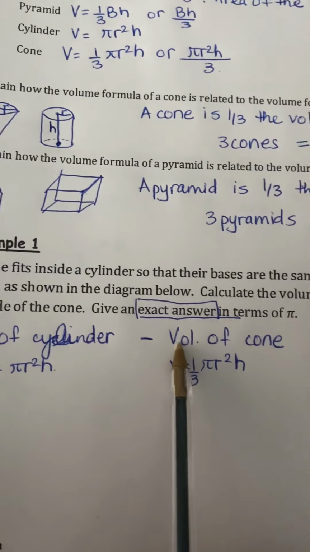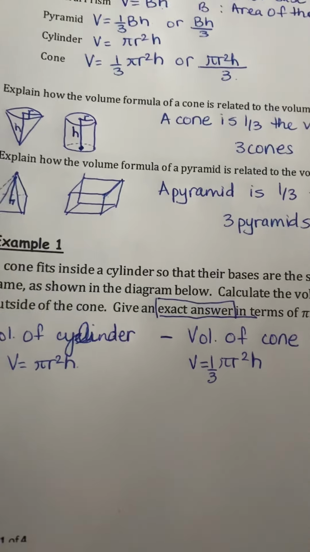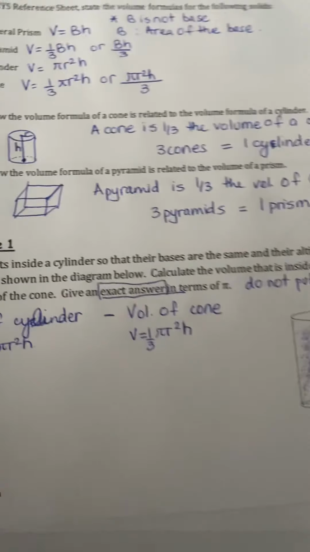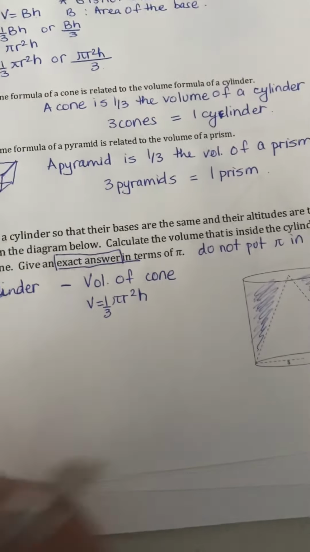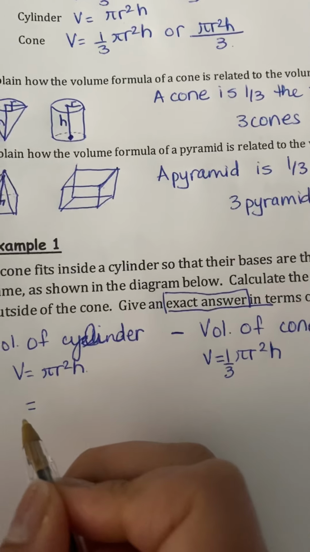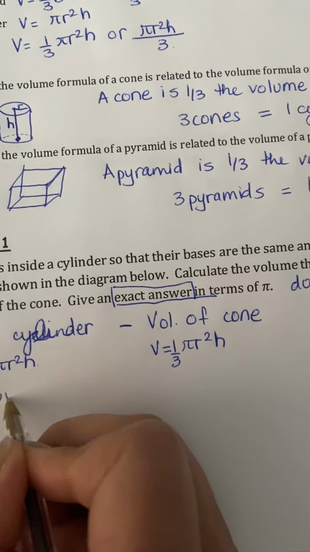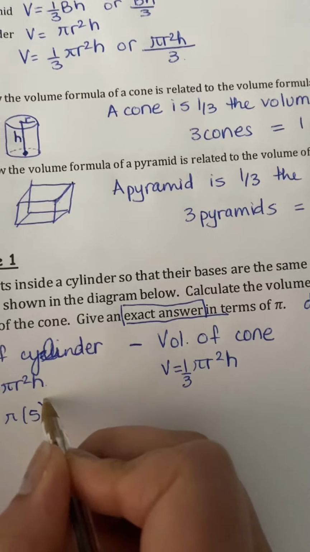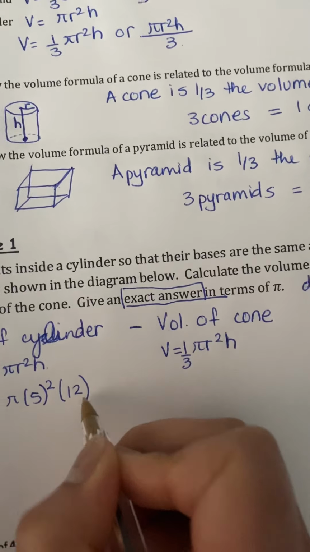The volume of a cylinder minus the volume of a cone will give me the volume of the remaining region. So the volume of a cylinder is what? Pi r squared h. So what is my radius? My radius is 5 and my height is 12, right?